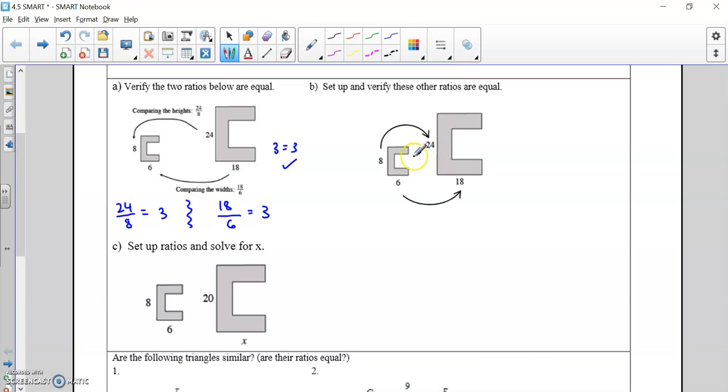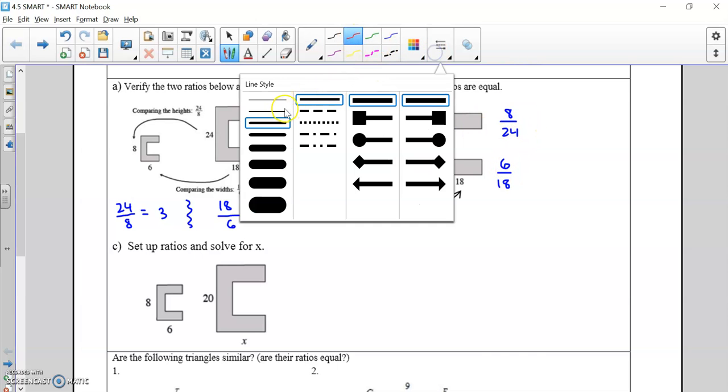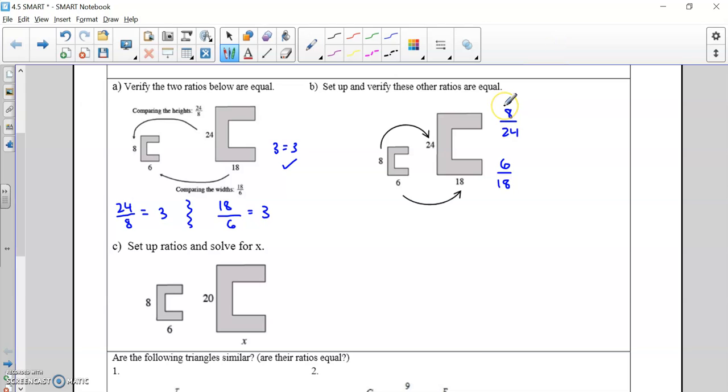For this one, we'll do it the other way around. We'll say, okay, instead of putting the big number on the top, we'll put the small number on top, so 8 over 24, and then the other one is 6 over 18. Now these are unsimplified ratios. If we want to simplify them, we have to go back to our fraction rules and think about what we can divide both the top and bottom by in order to get a more simplified version.